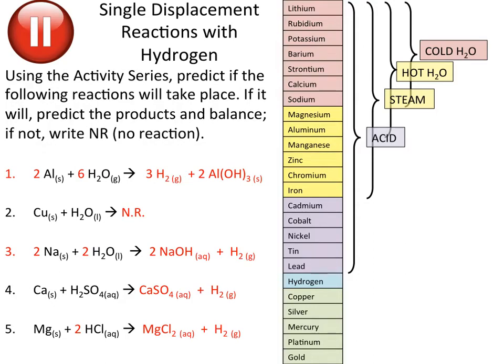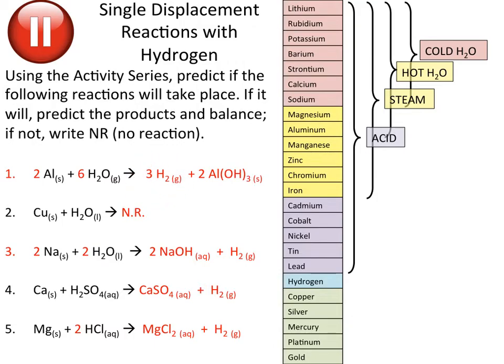So welcome back. Here are your answers. The only one that didn't work was the copper with the cold water. Copper is all the way down over here, a very unreactive metal, and you can see it's very, very far away from any kind of reaction with water, steam, or hot water. So there's no reaction. The other ones did liberate or produce hydrogen gas.